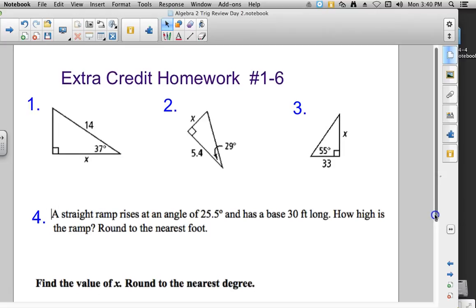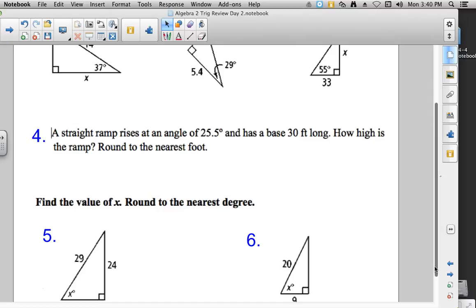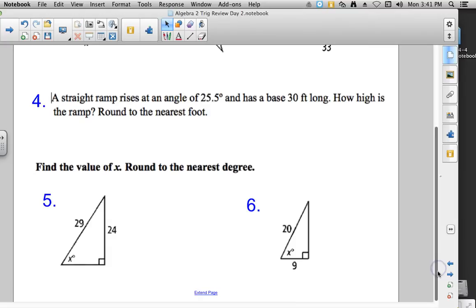For number 4, what you're going to want to do is read through the problem, draw a picture, and then figure out whether or not you need to do any conversions so that you can get everything to work in inches or feet or whatever it is, and use your trig to solve that. And then for 5 and 6, you're going to use your inverse trig functions to figure out which trig function you should use, but with the second button. And that's because we need the inverse trig functions to get the angles for 5 and 6.